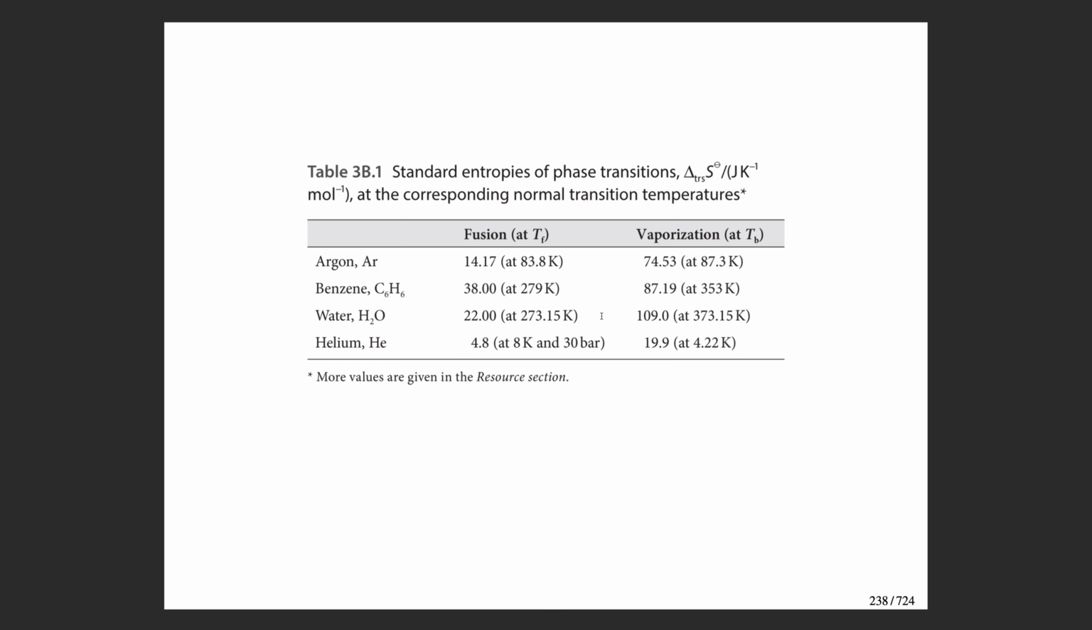In this table, we're looking at different substances. We've got their freezing point, and we've got what these would be, the entropies of fusion. These are the entropies of vaporization at the fusion temperatures and at the boiling points.